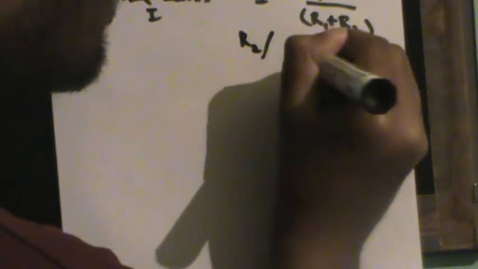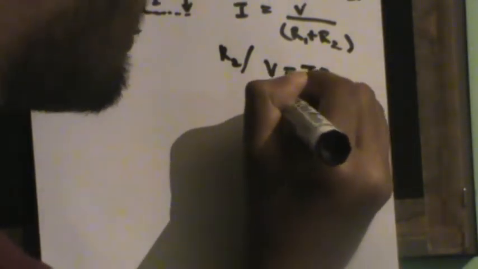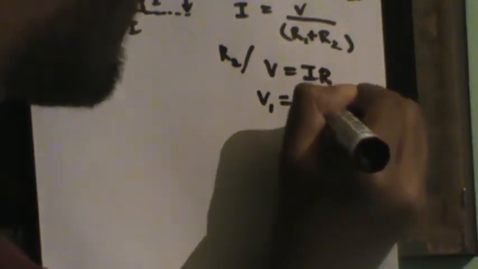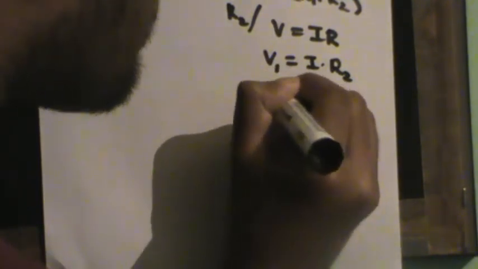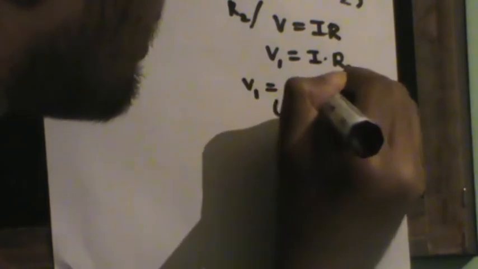Alright. Since we found the current flowing through the circuit, for R2 we can apply Ohm's law, V equals IR. The voltage across R2, which I'll take as V1, is equal to I times its resistance R2. We found the value of I, so we can substitute it here. V1 is equal to V divided by R1 plus R2, times R2. So V1 is equal to V R2 divided by R1 plus R2.